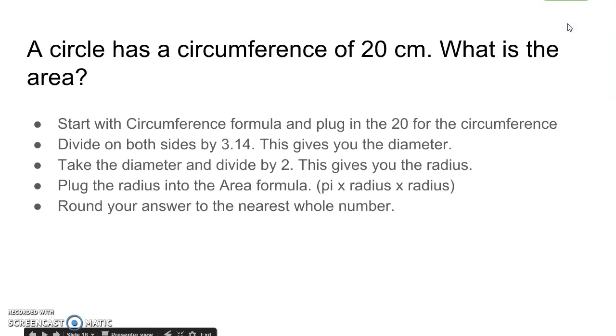I've typed up the directions here, so if you need to read all that, you can hit pause. All right, at this point you should be ready to start on the Digits assignment. Let me know if you need help.